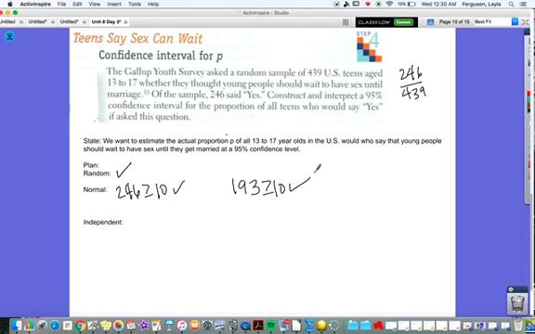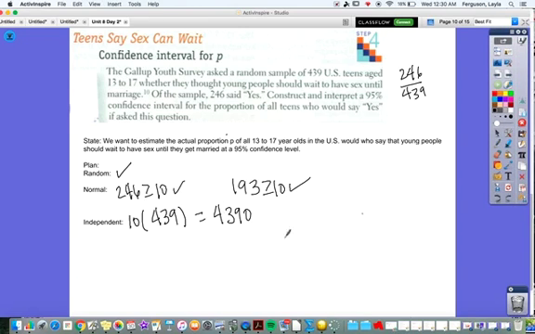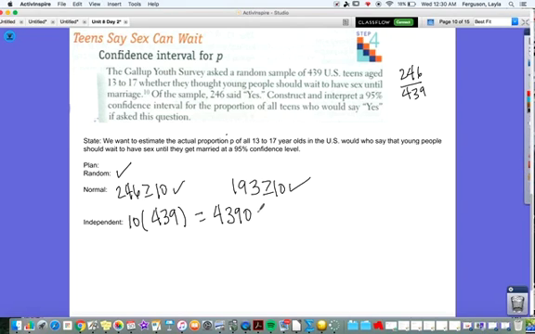Then we need to look at independent. The responses of individual teens need to be independent. Since Gallup is sampling without replacement, we need to check that the 10% condition is met. The 10% condition means that we have 10 times however many we surveyed, 439, and that gives us 4,390. So 4,390 would be the U.S. teens aged 13 to 17. Because we have more than 4,390 U.S. teens between the ages of 13 to 17, we're good to go.